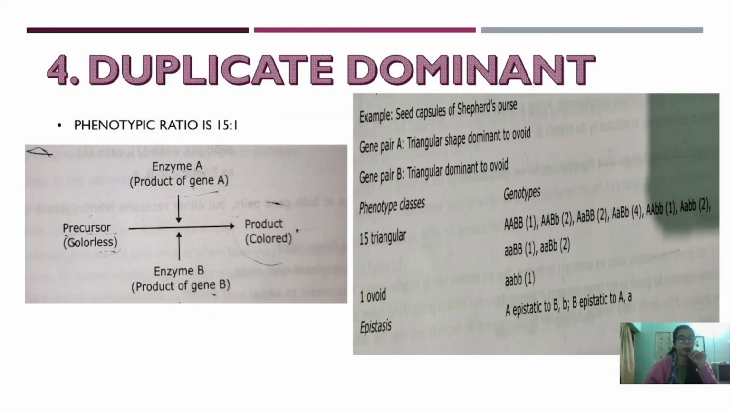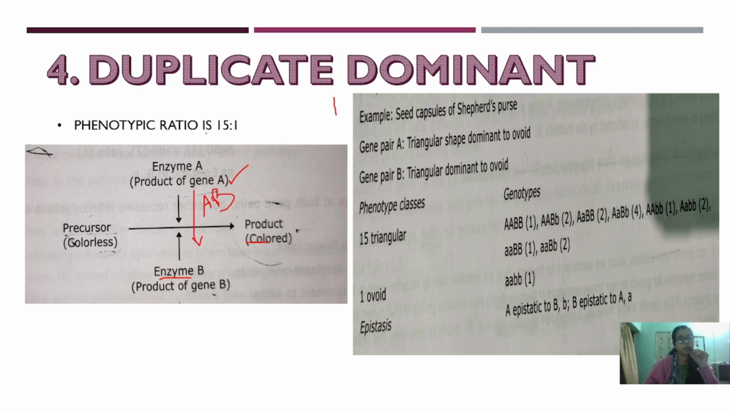Next, moving to the duplicate dominant. Here the dominant allele expresses itself both when present individually and when present together. For example, if enzyme A or the product of gene A, the dominant allele, is present individually, it will produce the color pigment. If gene B is present individually, then also color pigment will be formed. If both A and B are present together, then also the color will be formed. But if both dominant alleles are absent, then white color will be formed.